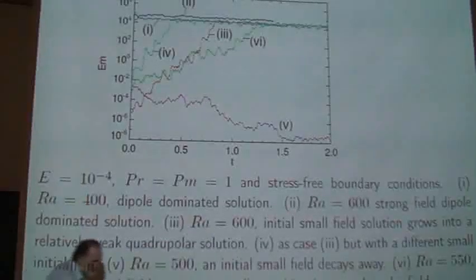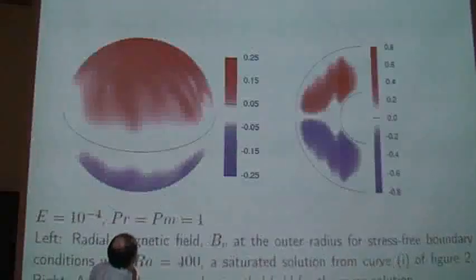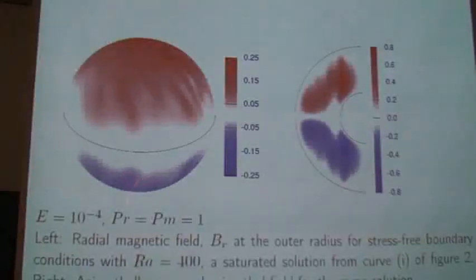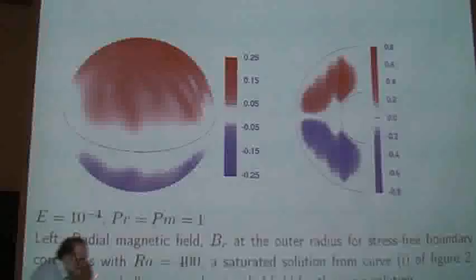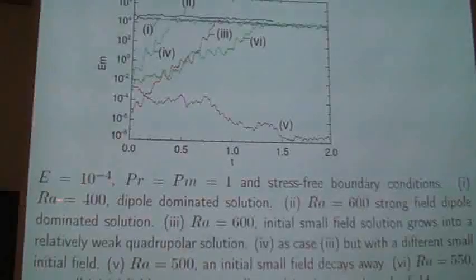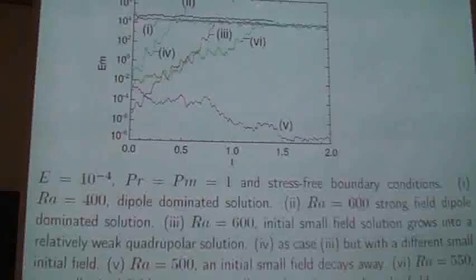I'll just quickly show the picture. That's what you actually get. So it's highly dipolar, as you can see. That's the 400 one. It's got the red at the top and the blue at the bottom, and the azimuthal average magnetic field has got the B phi positive there and the B phi negative there, just as we had it in the cartoon picture. So that's all okay at Ra equals 400.